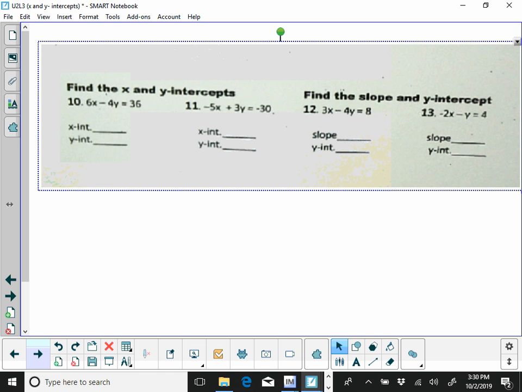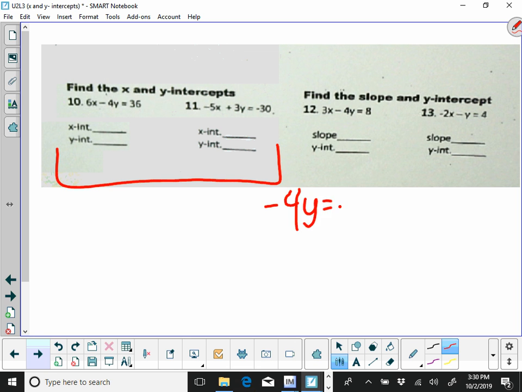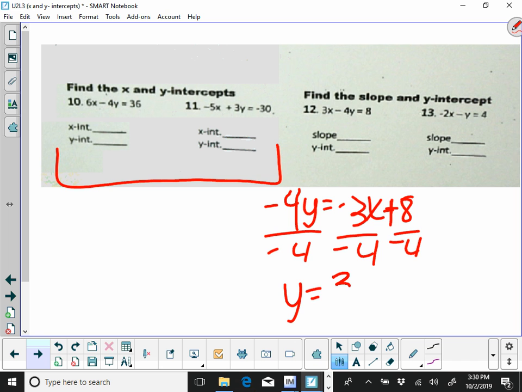All right, we have not talked about how to find the x and y intercepts on 10 and 11. So we're actually going to skip those for today. We'll talk about that in class tomorrow. We've done slope and y-intercept. So for 12 and 13, to find the slope and y-intercept, you need to get y by itself first. So I moved the x and then I divided by negative 4. So it's going to be 3/4 x minus 2. So our slope is 3/4 and our y-intercept is negative 2. Now you can do number 13 the same way. You're going to get y by itself.